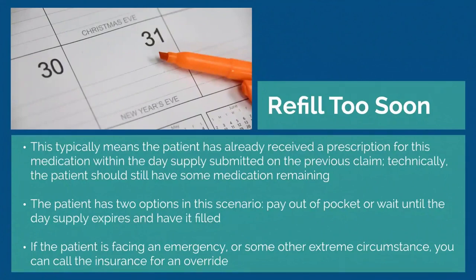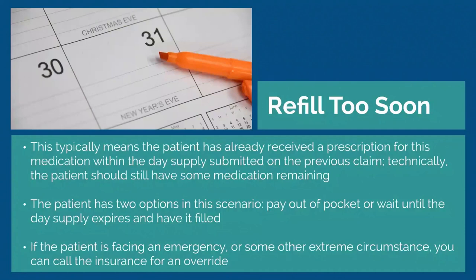So the first rejection that you'll see very commonly is refill too soon. This typically means the patient has already received a prescription for this medication within the day supply submitted on the previous claim. Technically, the patient should still have some of the medication remaining. So this would be as if the patient came in 20 days ago to receive their medication and now they're requesting a refill for 30 more days. Unfortunately, they should still have 10 days left on that refill, so they are not eligible to receive their refill yet, and you would get a refill too soon error.